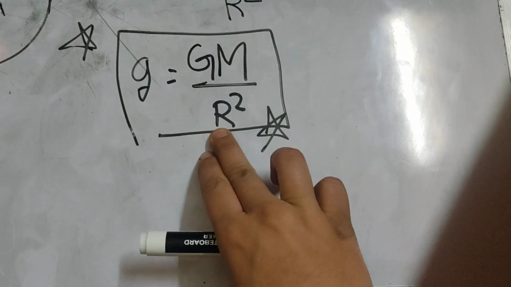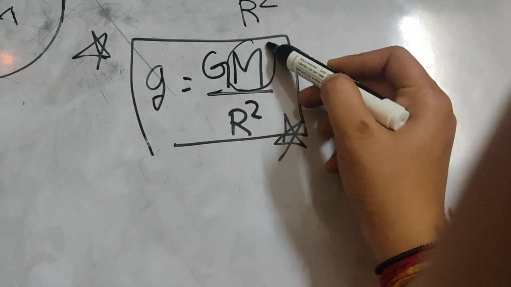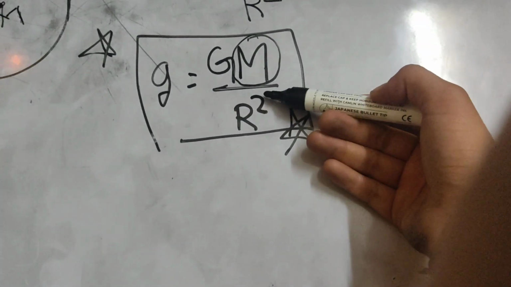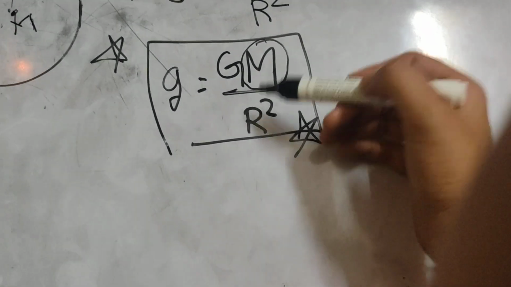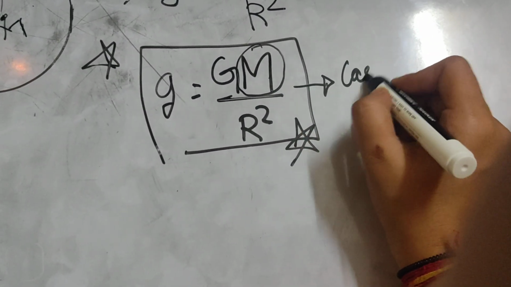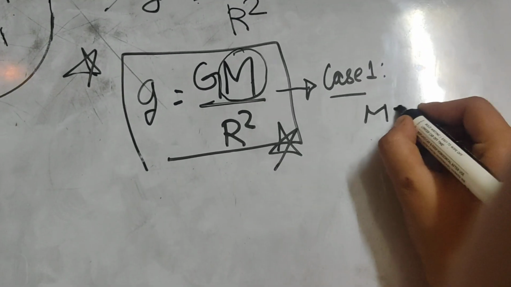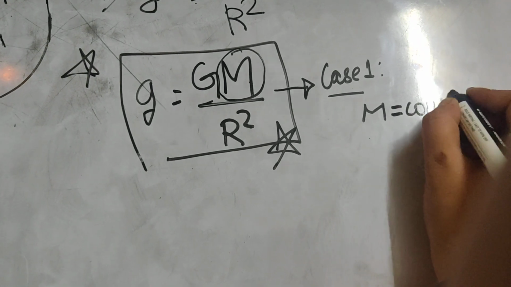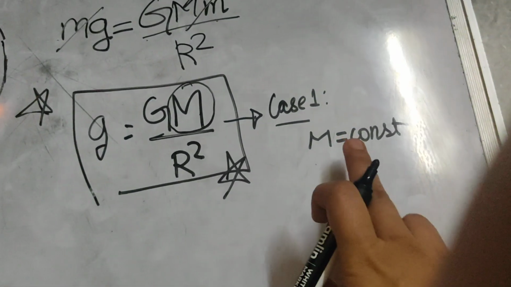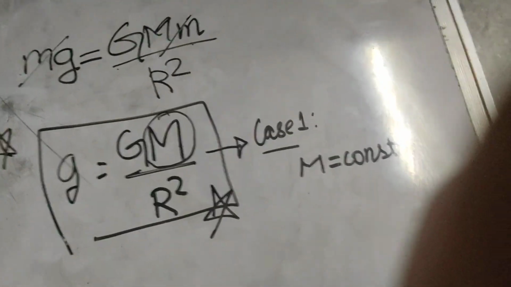Now for this relation also there are two cases. As we know, here this is the mass. This mass can be represented directly as mass, or it can also be represented in terms of density. That's why there are two cases for this formula. In case 1, what do we consider? Capital mass M is constant. What is capital mass M? It is the mass of the planet. So that is constant.